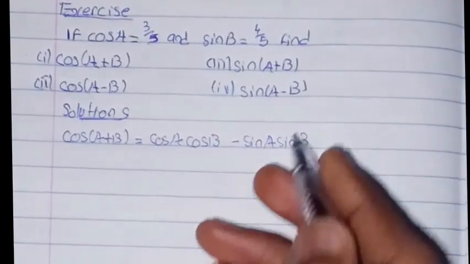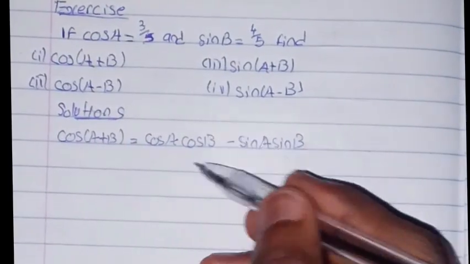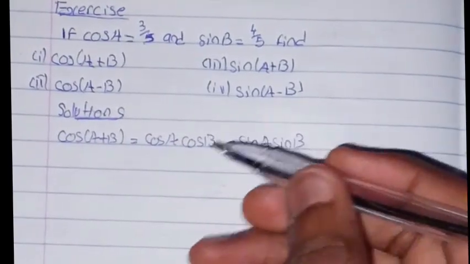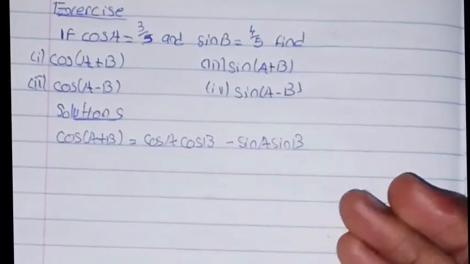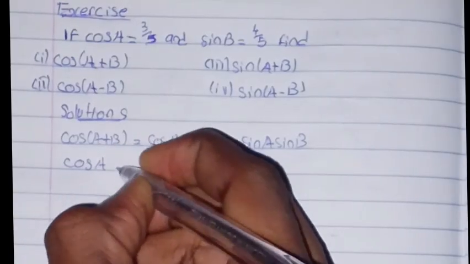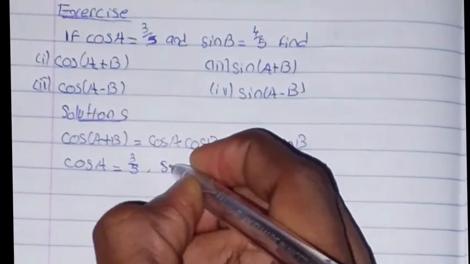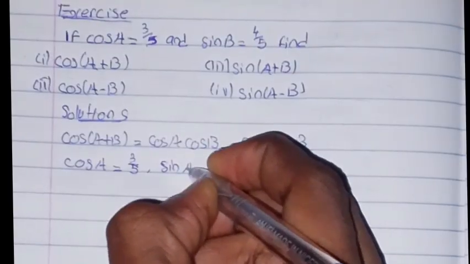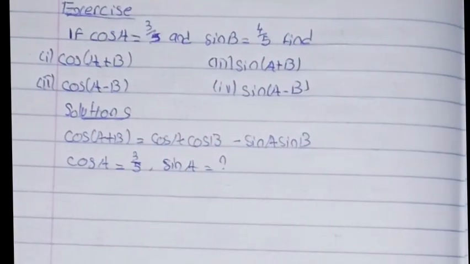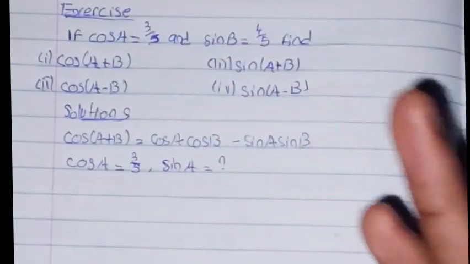Now from the question, we're given cos A, we're given sin B, we're not given cos B, neither are we given sin A, but we can get sin A and cos B. How? We have that cos A is 3 over 5, and sin A is unknown. We can use the identity we derived initially, which was that sin squared theta plus cos squared theta is equal to 1.